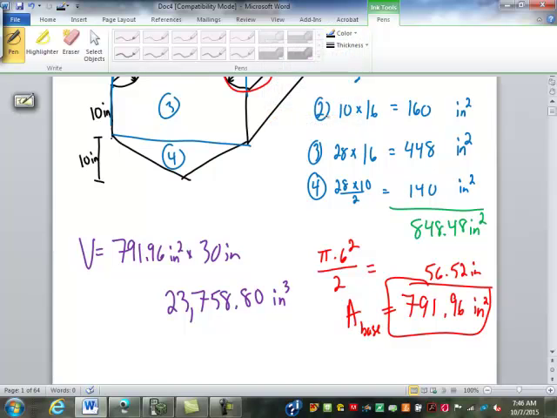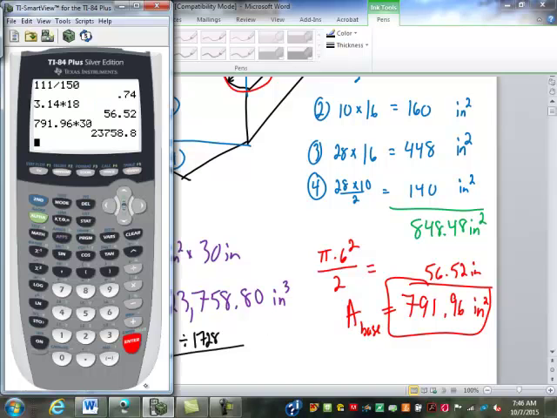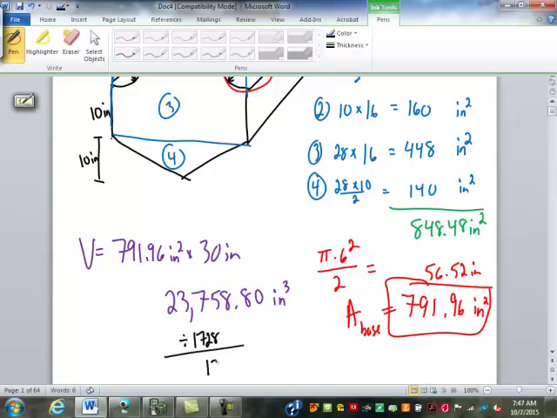If I wanted to convert that to cubic feet, what would I do? Would I divide by 12? No. I would divide by 1728. 144 would be square feet to square inches. 1728 is 12 times 12 times 12. So that would give us 13.75 cubic feet from cubic inches. I didn't ask you to do that part. That was just a little extra.